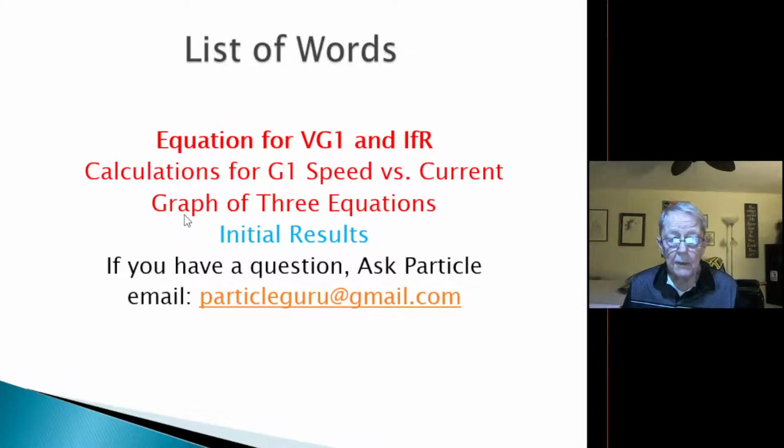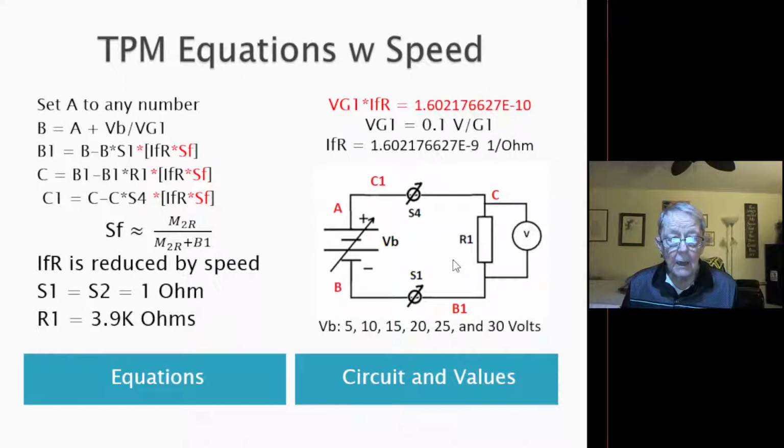In the previous video I showed you the graph of three sets of equations: standard equations for a circuit, TPM equations for a circuit, and then TPM equations with a speed factor put in. I described that in the previous video, and today we're going to talk about the initial results. I'm not going to go through this a lot, because I'm going to list the previous video in the description of this video when I release it. But this is the important one.